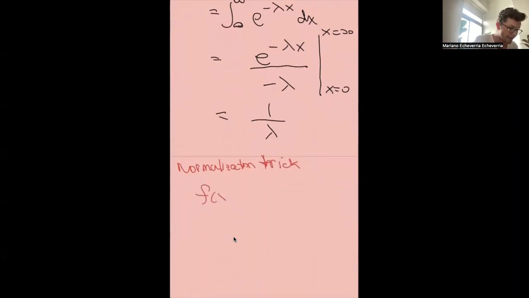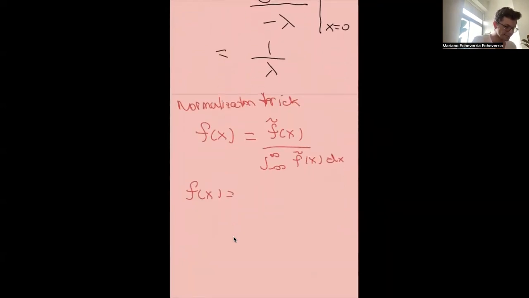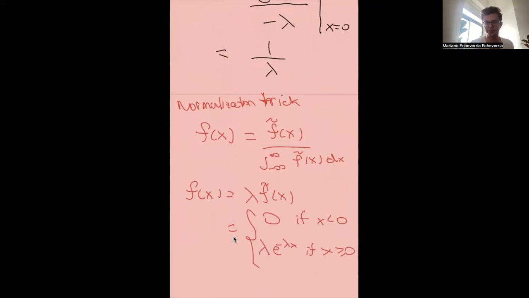Which is just to define f of x as f tilde of x divided by the integral. So f of x in this case, if you want to see it explicitly, is lambda times f tilde of x. So it's 0 if x is less than 0, and lambda times e to the minus lambda x if x is greater or equal to 0. My lambdas can start becoming close to x, so I'll try to make it more clear to distinguish them. What I'm saying is that this will integrate to 1.